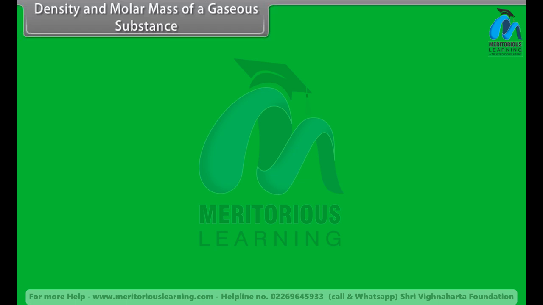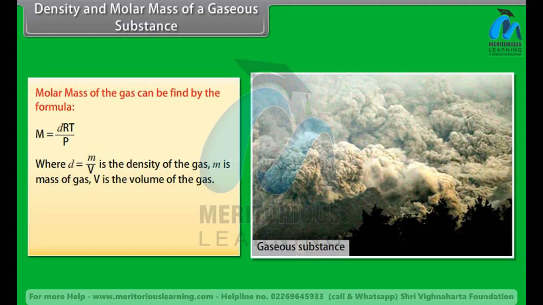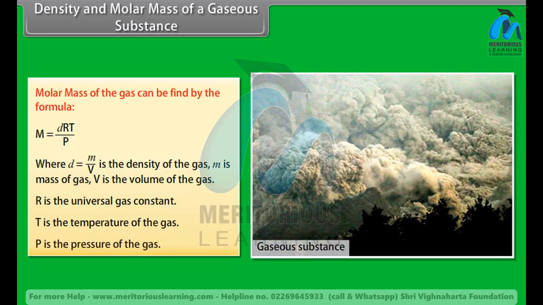Density and molar mass of a gaseous substance. The molar mass of the gas can be found by the formula M is equal to D into R into T by P, where D is equal to M by V is the density of the gas, M is the mass of the gas, V is the volume of the gas, R is the universal gas constant, T is the temperature of the gas, and P is the pressure of the gas.